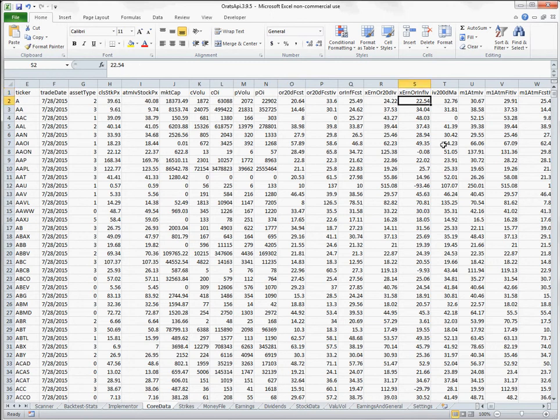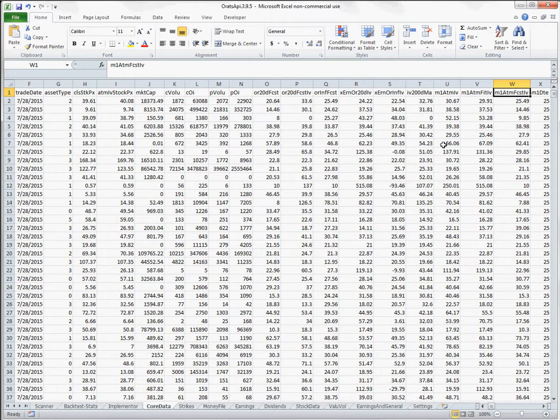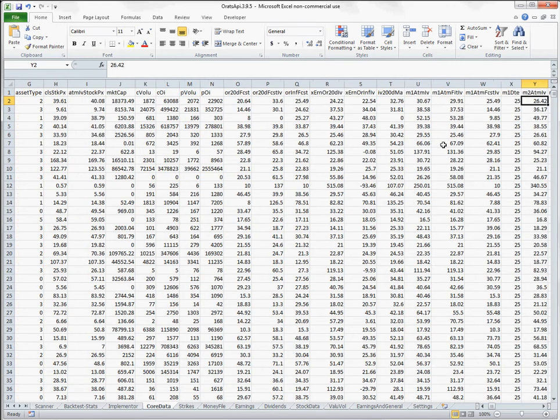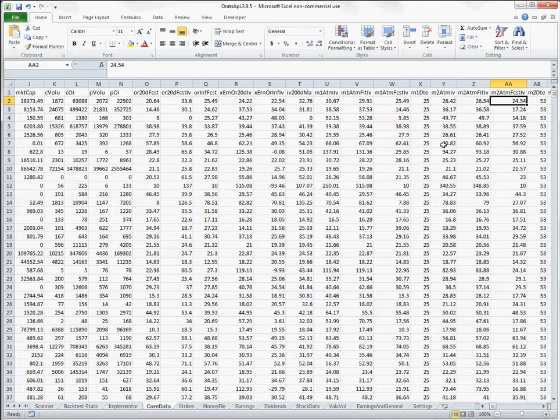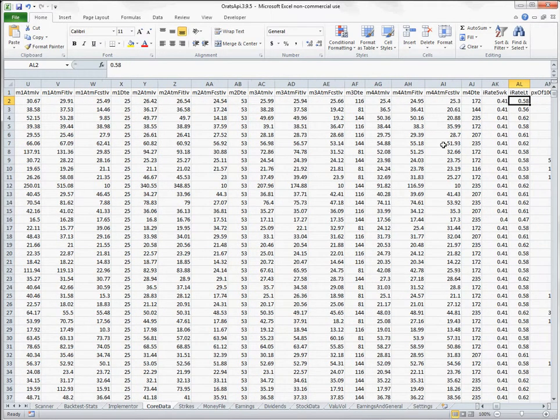And then we have a 200-day moving average of implied volatility. Here's month 1 implied volatility, the month 1 smooth term structure fit, month 1 at-the-money forecast. So for this particular stock, we show you what the month 1 forecast is and how many days to expiration. We do it for month 2, month 3, and month 4.